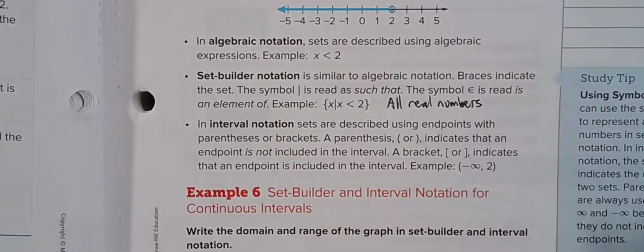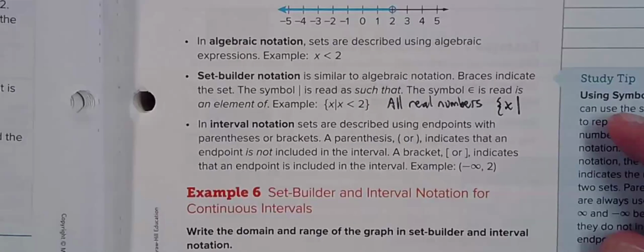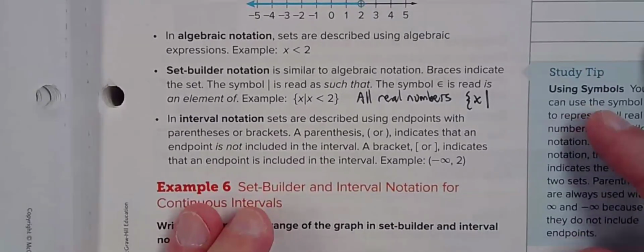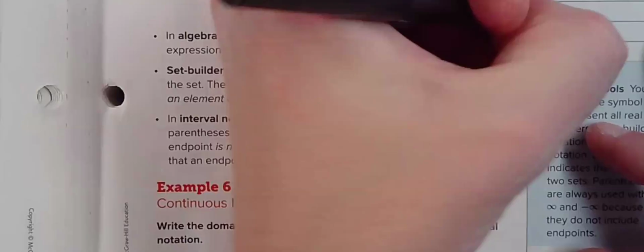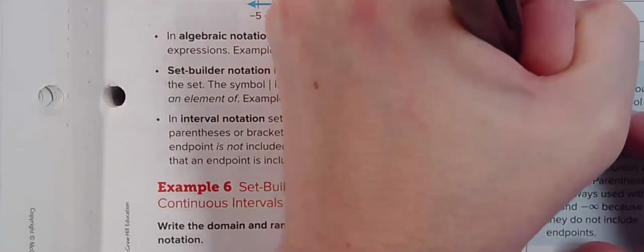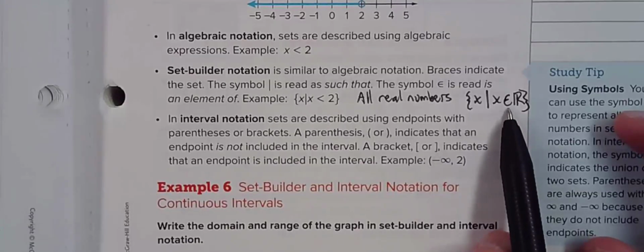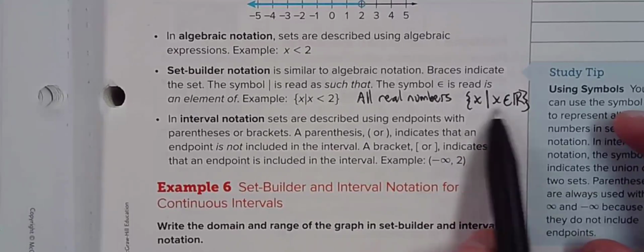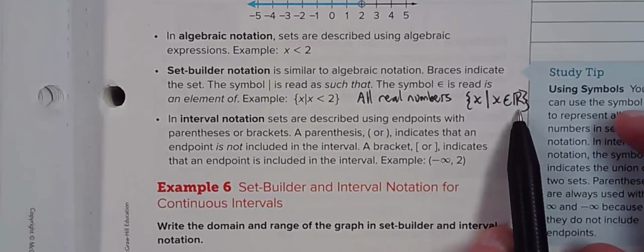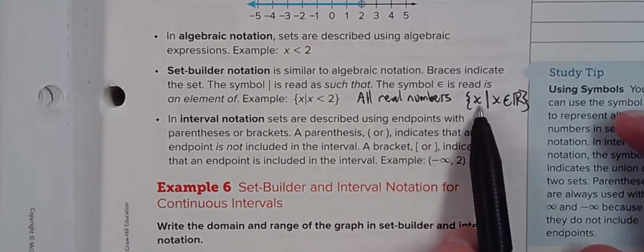In set builder notation, we would say all values of x such that x is an element of the real numbers. This is how you write all real numbers in set builder notation. It's not an inequality because it's all numbers, but we start it the same way. If it's the domain, you go with x. If it's range, you go with y.